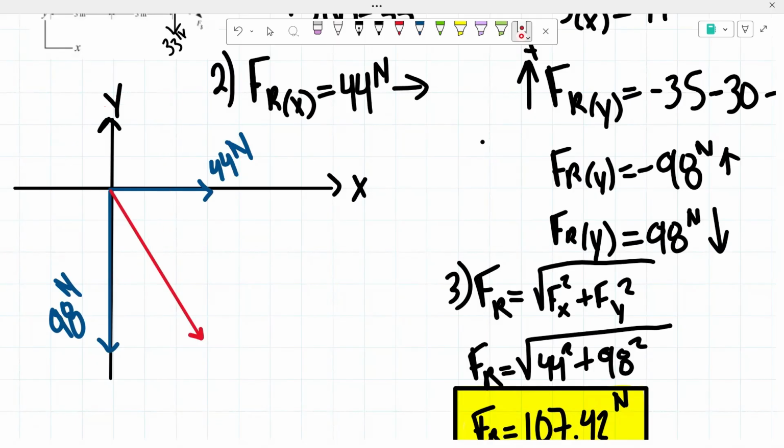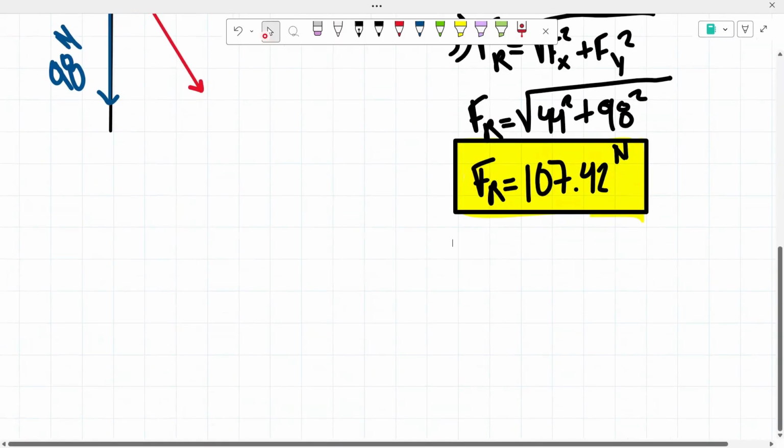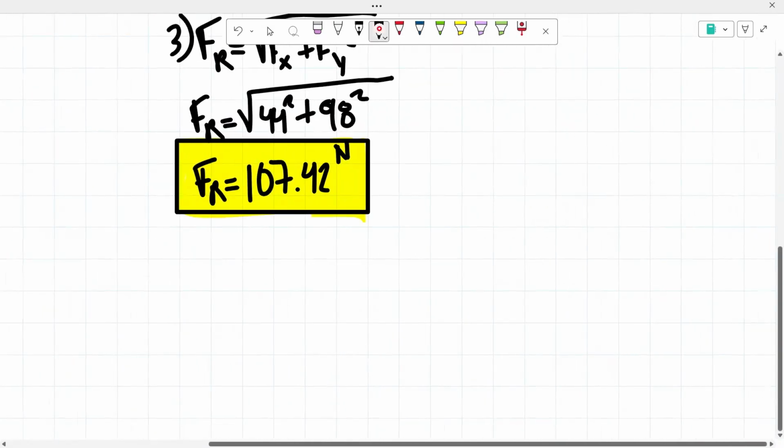I'm going to find it, we can do it both ways. I'll write it out for both.